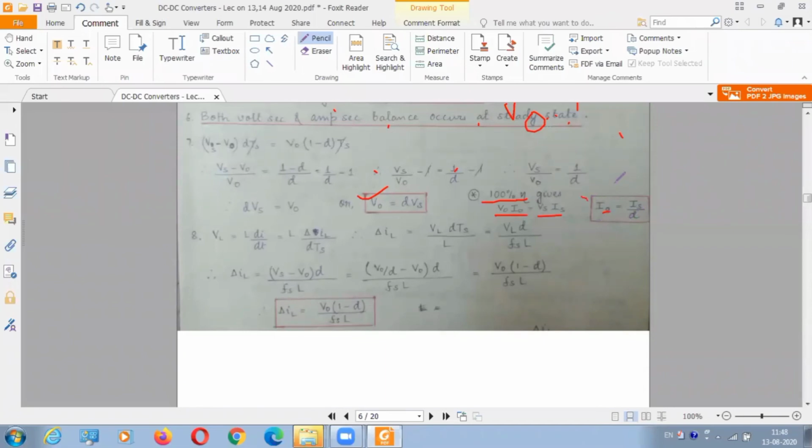Now it is very easy to remember. I'll tell you a small trick, because we are applying transformer rules here, 100% efficient. If you remember your turns ratio, V2 by V1 is equal to K, I1 by I2 is equal to K. It becomes opposite. So instead of V0, I'll write Is. Instead of this Vs, I will write I0. Wherever there is supply here, this will be output, and wherever there is output, this will be supply. So you see, D into I0 becomes Is. That is the important thing.